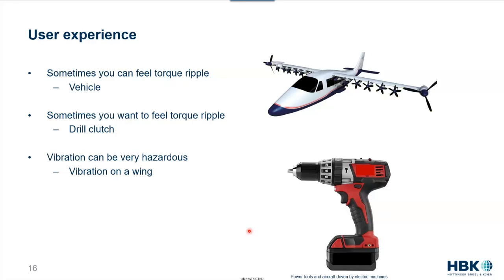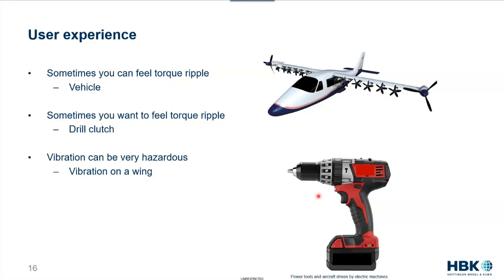On the other side, sometimes you want to feel torque ripple. And a great example of that is an electric drill. I've seen a presentation by an electric drill manufacturer where they had the electric motor in the drill designed so that when it hit its torque maximum, the speed just went to 0. Very elegant solution. However, they sent those drills out into the field to be tested, and the carpenters all came back and said, this drill is broken, it doesn't work right.